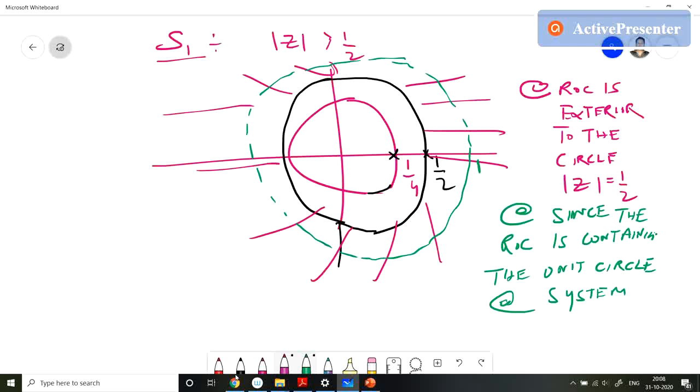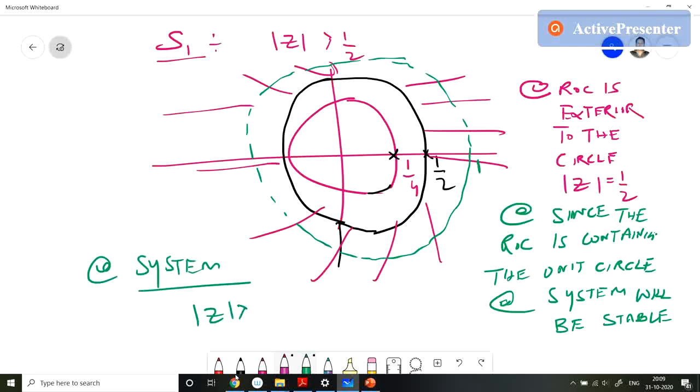So the system will be stable since the ROC includes the unit circle. And the system is causal also, because the ROC is modulus of z greater than 1 by 2, that is, exterior to the outermost pole. So it is a causal system also.